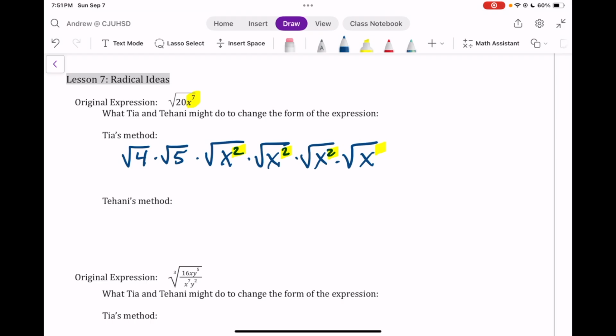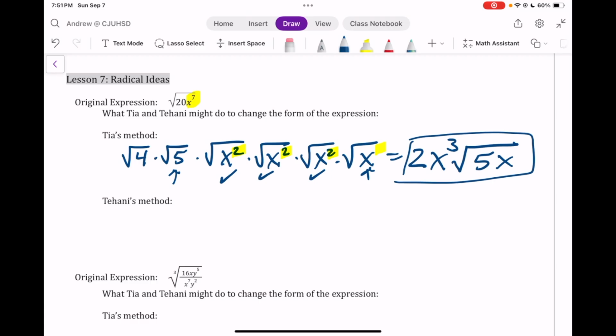Now each square root of x squared turns into simply x. Okay, and don't forget out front the numbers. The square root of 4 is 2. And that'll be joined on the outside with 1, 2, 3 x's. So x to the 3rd power. And inside the root, there's going to be this 5 and also an extra x right there. So this is the simplification using roots.